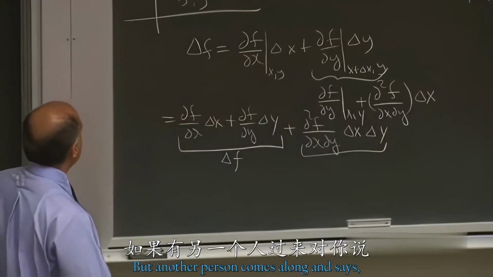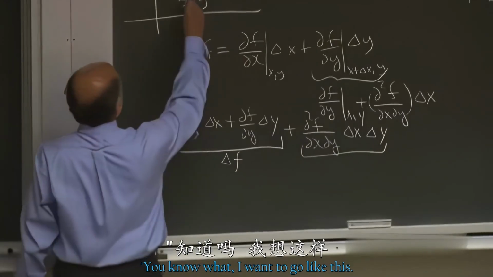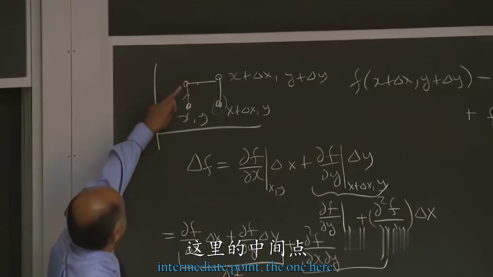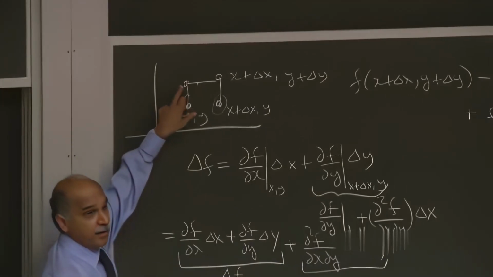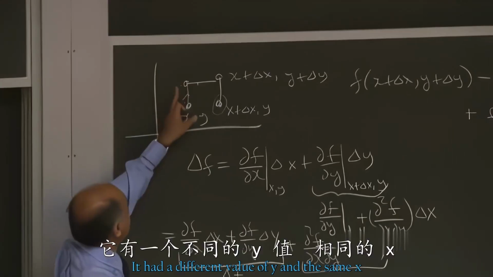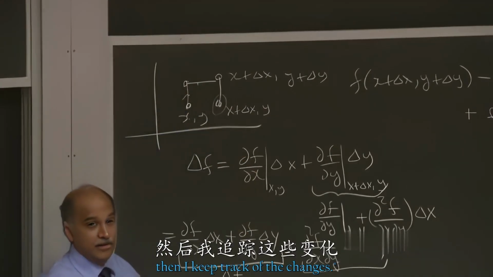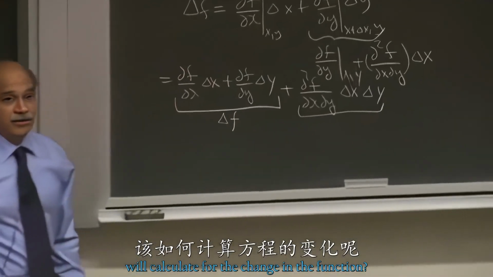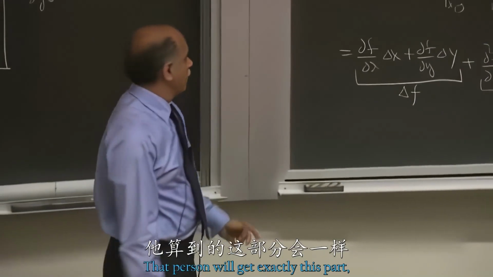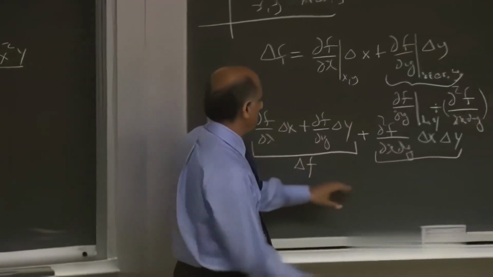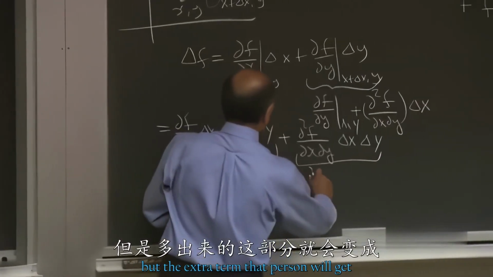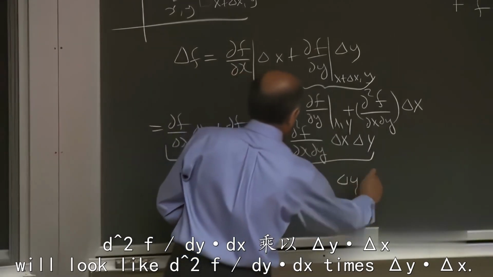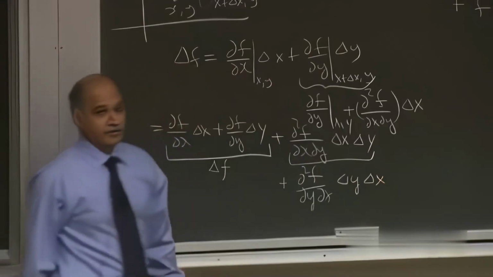But another person comes along and says, you know what, I want to go like this. I want to introduce as my new point, intermediate point, the one here. It had a different value of y in the same x, and then I went horizontally. Then I keep track of the changes. What do you think that person will calculate for the change in the function? That person will get exactly this part, but the extra term that person will get will look like d2f dy dx times delta y delta x.